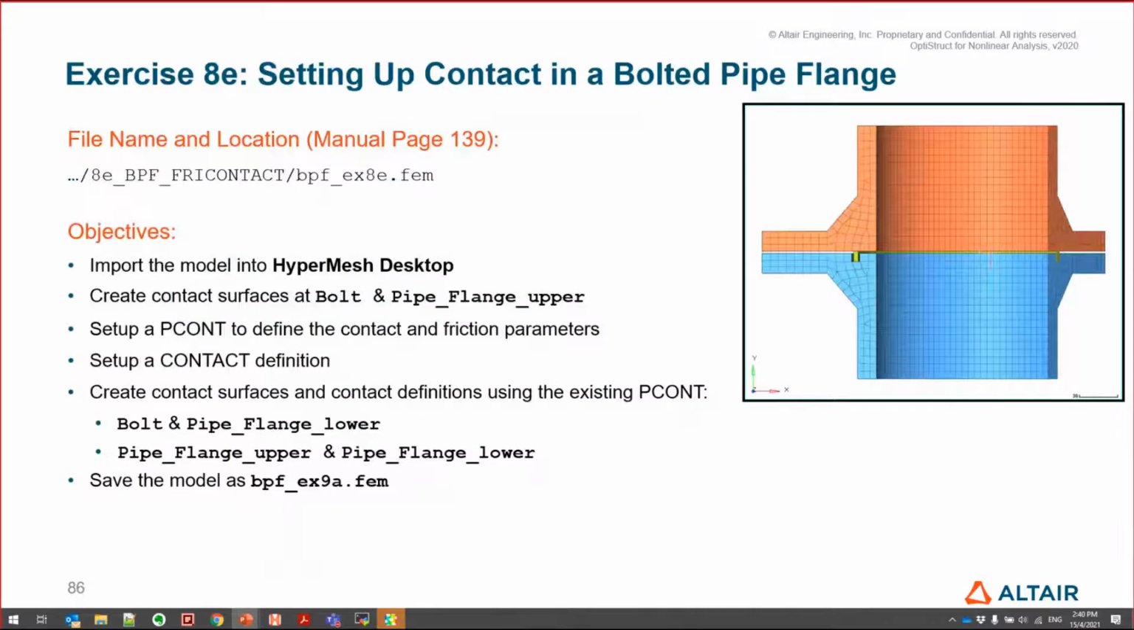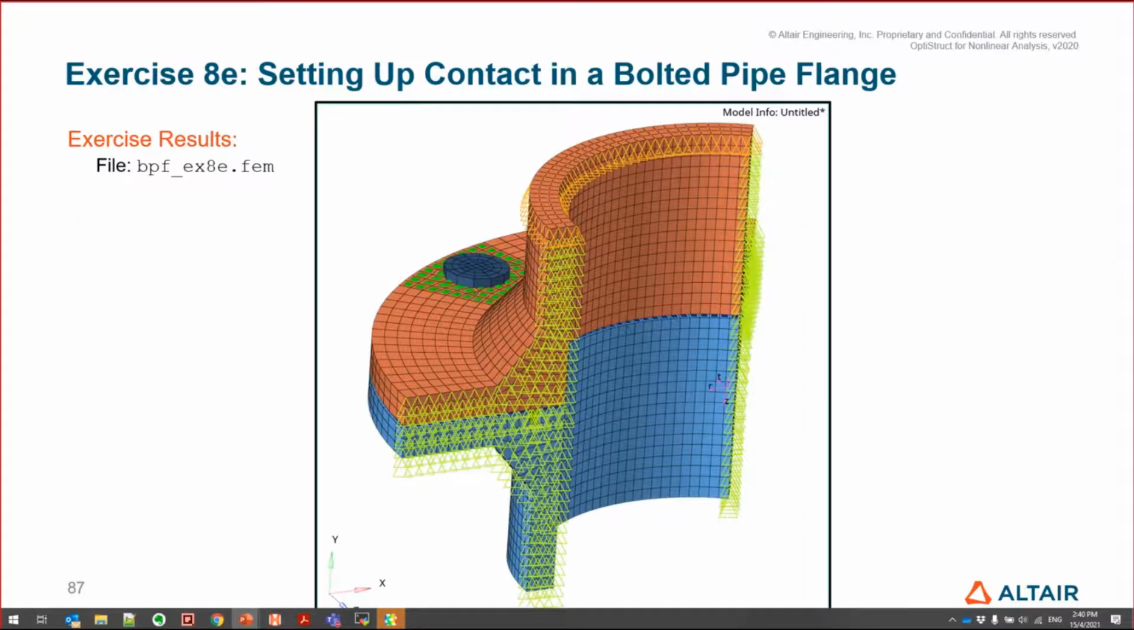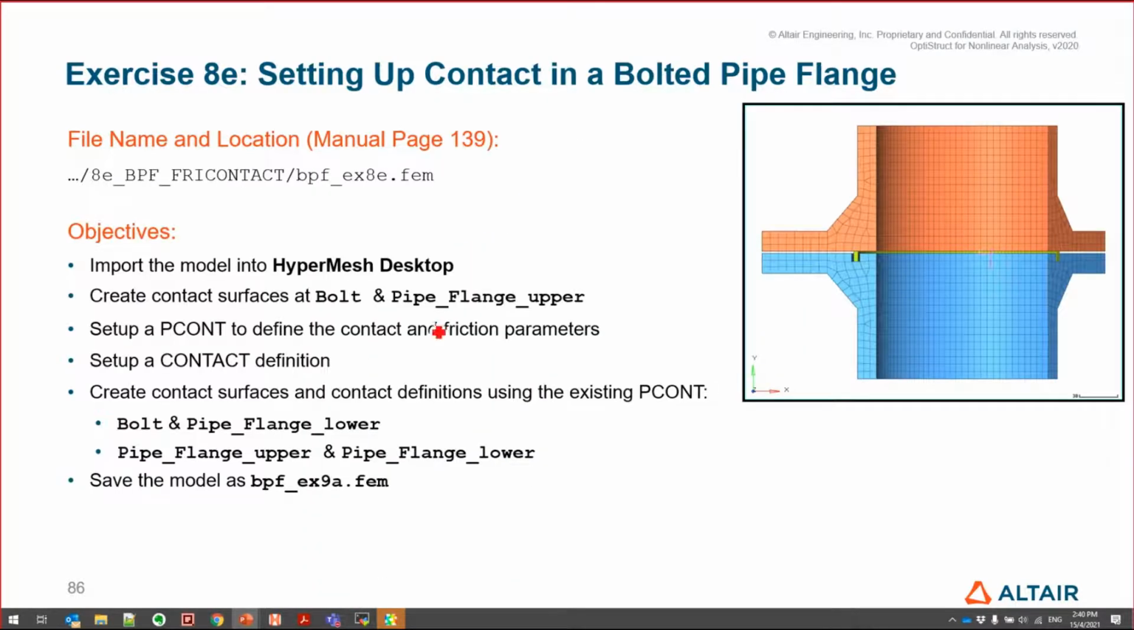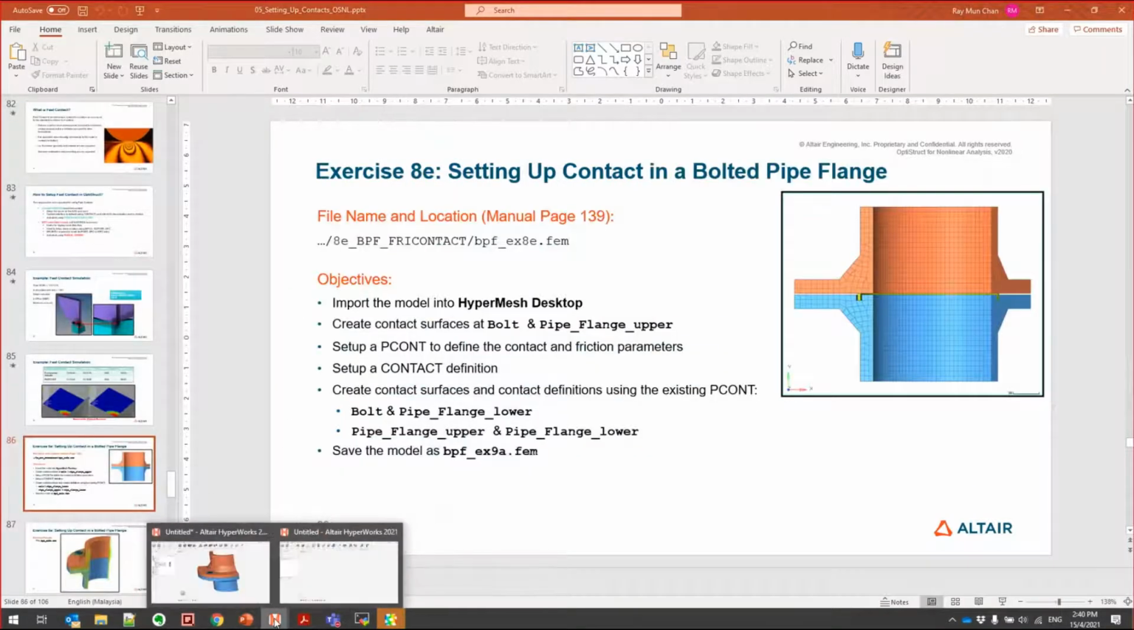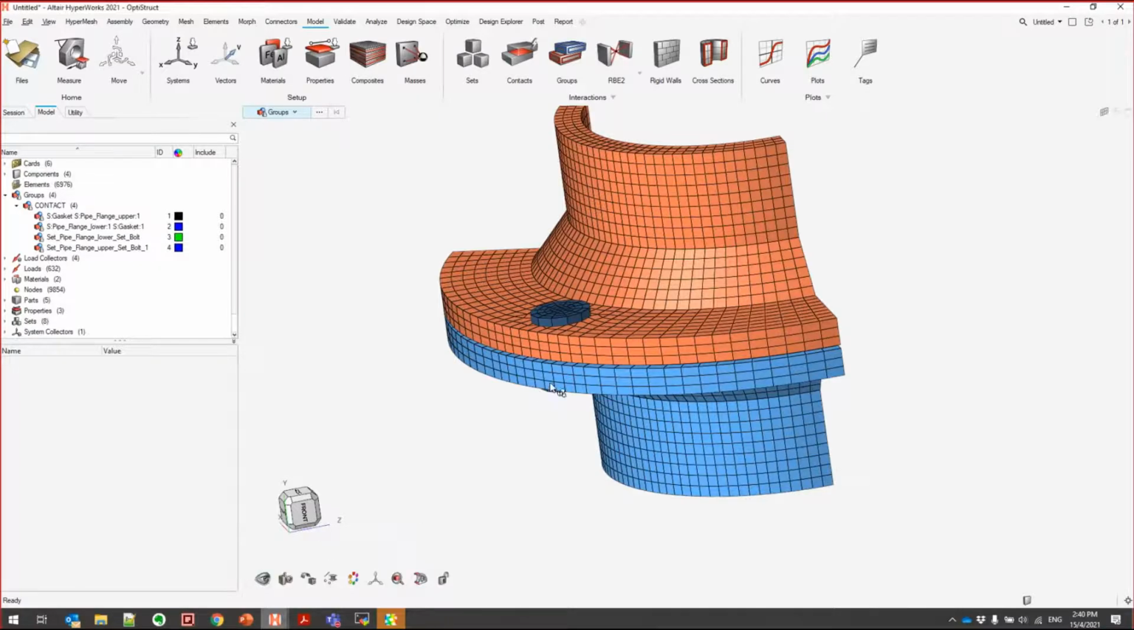Now I'm going to jump into setting up contacts for this example, because we're going to use this later on and also apply pretension. I'm going to show you how to apply pretension in the next chapter also. So this is the model that we're going to use for the next chapter as well. In the end, you should get something like this. Let's go into HyperMesh to set this up. So this is the model.